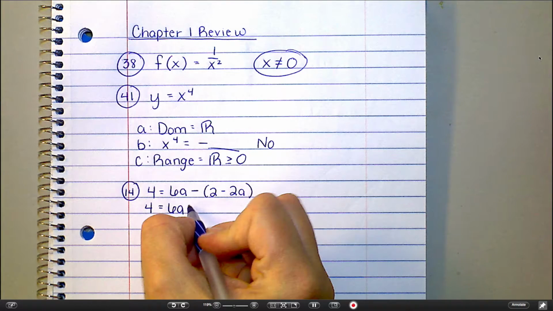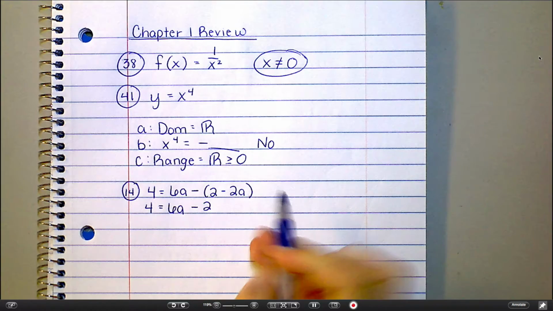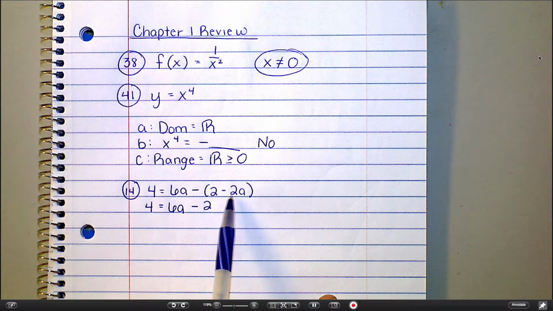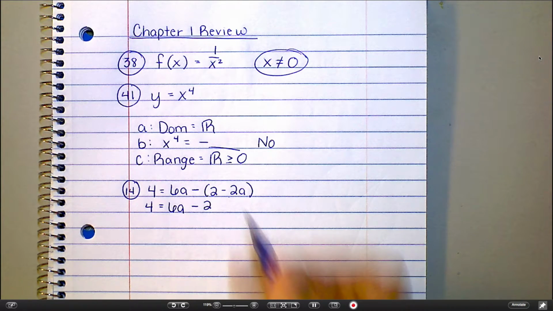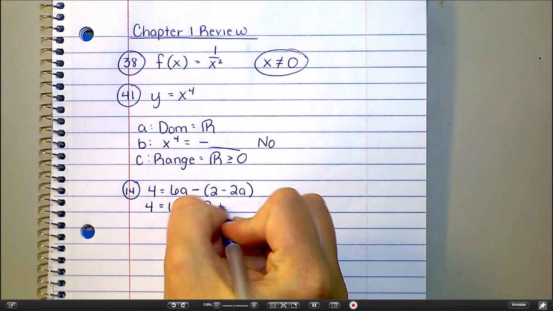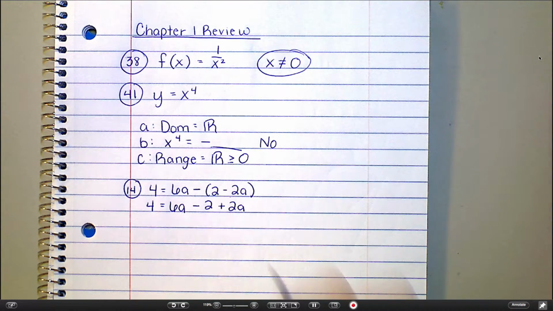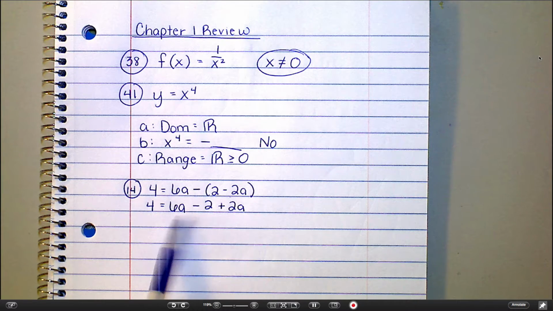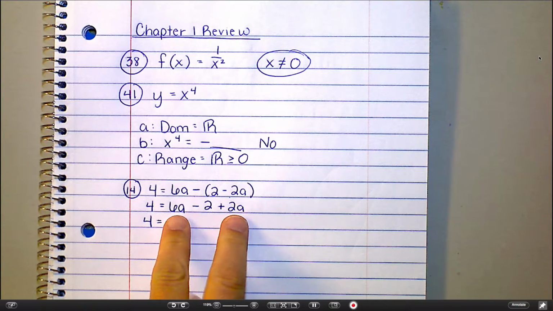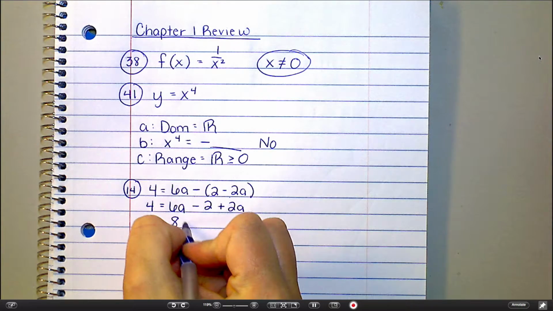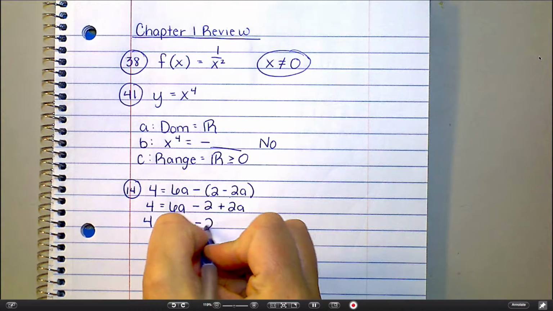That's going to be a negative 2 or a minus 2. What happens if I minus a negative 2a? Positive. Yeah, I've got a minus and a minus, or a negative and a negative, so that becomes a plus 2a. Benny, did you follow that okay? Okay. Now over here on the right, I can just combine my like terms. So 4 equals 6a plus 2a is 8a minus 2.